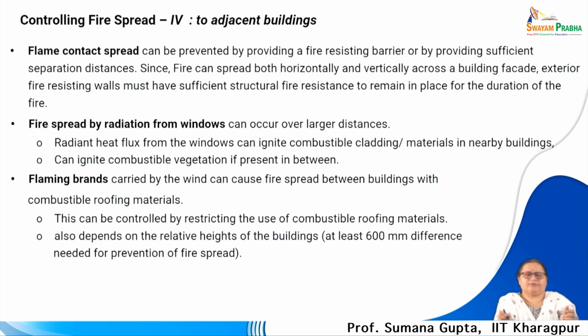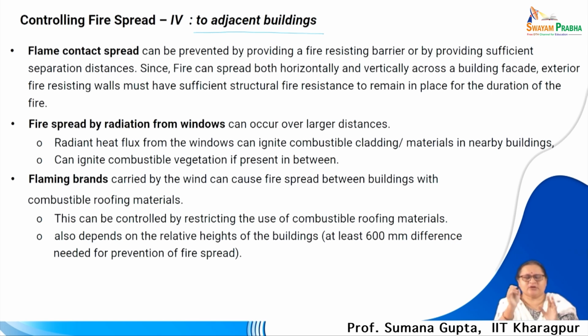So, coming to the fourth one, after between floors, it is fire control to adjacent buildings or to the next building. Flame contact can lead to the spread of fire. As I have told, it is usually the radiation from the windows or the openings which can lead to fire in the next building. Sometimes building height is also a concern.